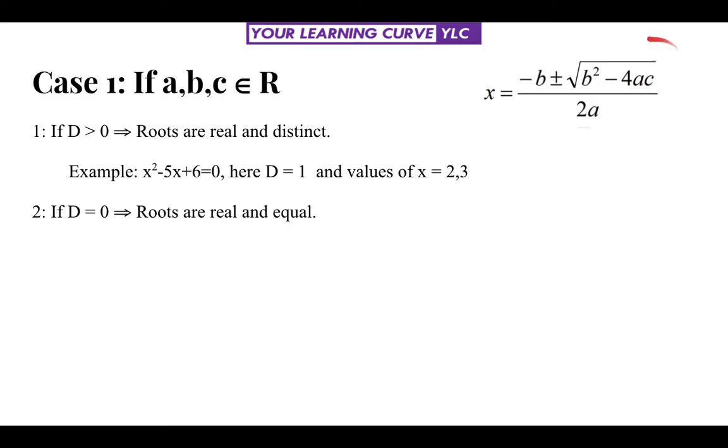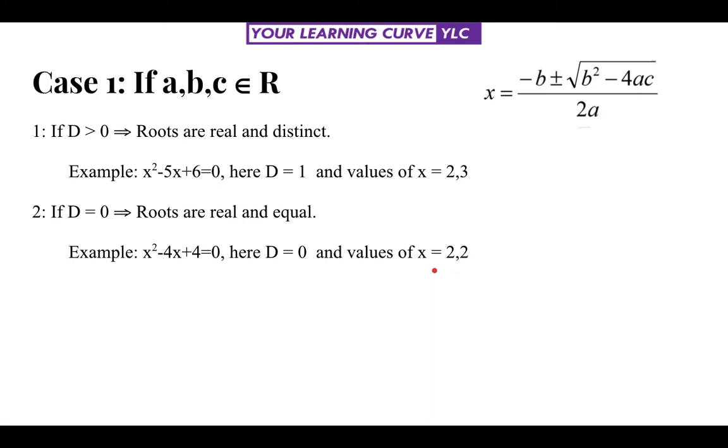If d is equal to 0, then this number vanishes, then x is equal to minus b by 2a. So plus minus 0 will not play any role. So the value of x will be minus b by 2a, meaning both the roots are the same. For example, x square minus 4x plus 4 is equal to 0. Here the discriminant is b square, that is 4 fours are 16, minus 4 times 4 is 16, equal to 0. After solving you get x minus 2 whole square, so x is equal to 2, 2.